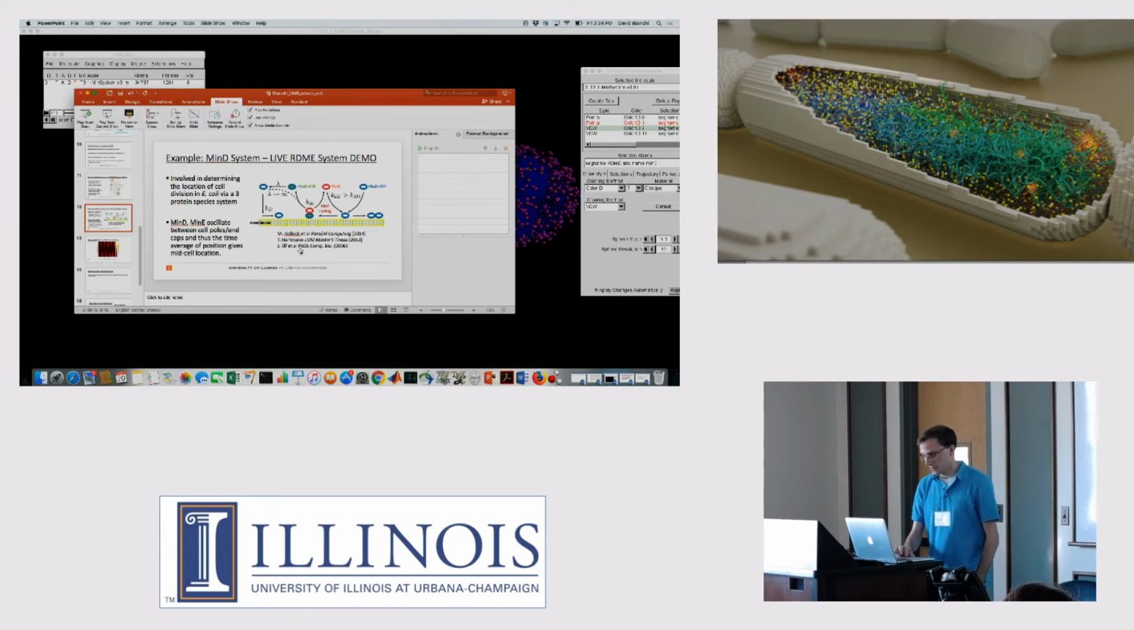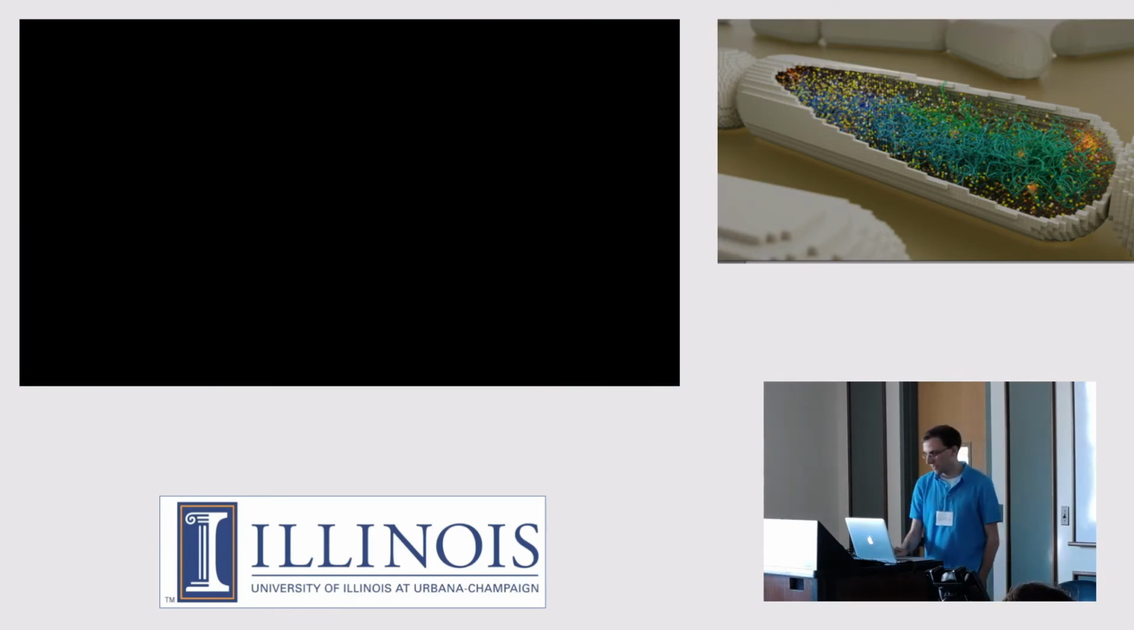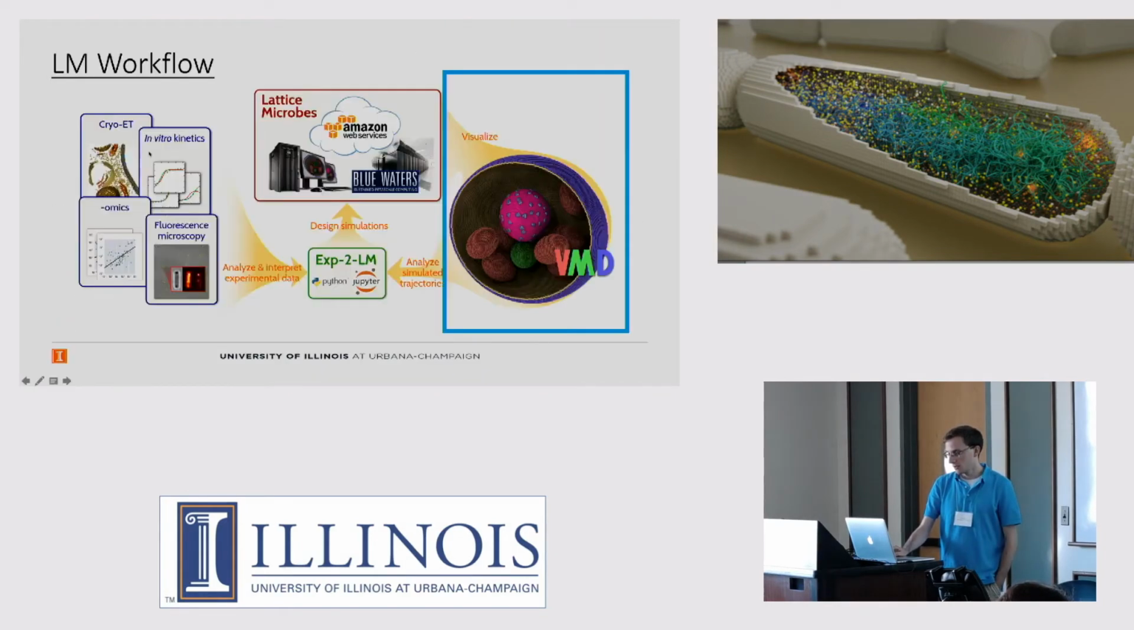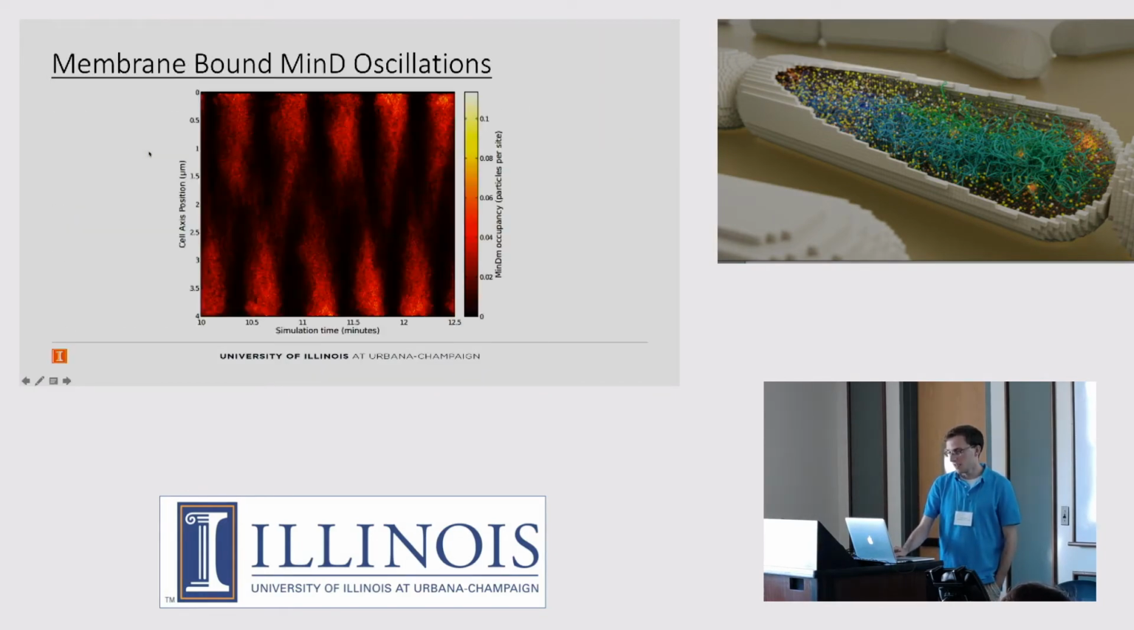But I just wanted to show as well, if we go back to the presentation, the types of plots that we can get from this data that will show the oscillations really well. You can make a plot of the position of the MinD proteins over time and plot the axis position of the cell on the y-axis. And so you can clearly see again this oscillation from one end of the cell to the other on the order of about 30 seconds. And that's directly from our simulation file that we can make this plot.